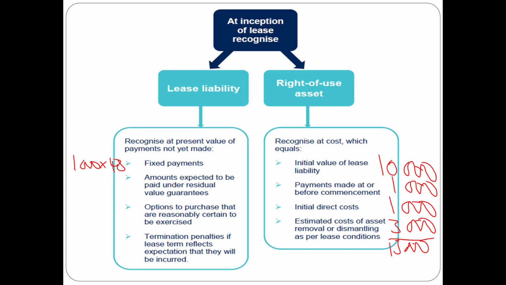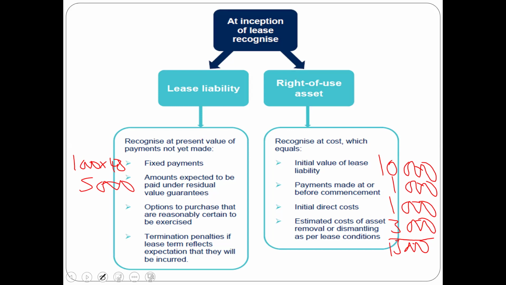Then we will consider what are the amounts that are expected to be paid under residual value guarantees. So maybe within the contract you have agreed that at the end of the 4 years, I'm going to pay you $5,000. This $5,000 is going to be perhaps just the purchase price of the asset in the condition it will be at the end of the lease. So maybe you are guaranteeing that you pay $5,000 at the end of the lease.